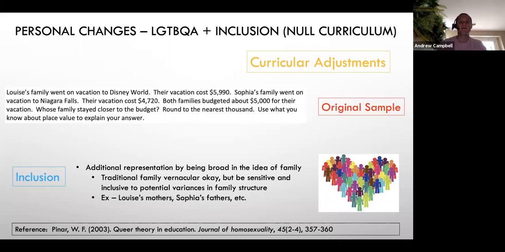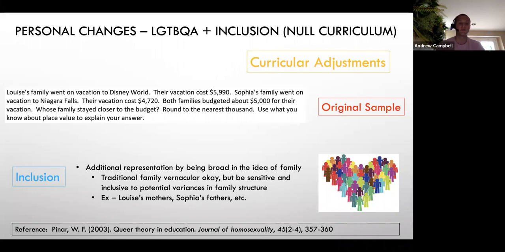As a leader, how can I encourage my constituents, the people that I'm working for and with, to be more inclusive? So we want to increase the amount of representation by being a bit more broad with the idea of what family is. It's okay to have that traditional family vernacular, but we want to be sensitive to variances in the family structure.